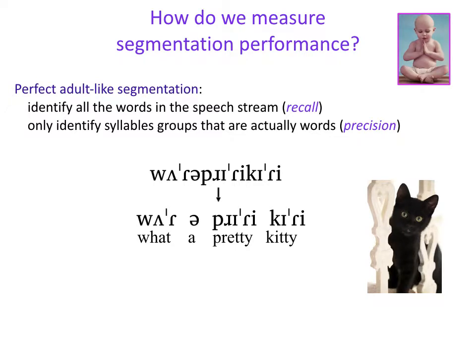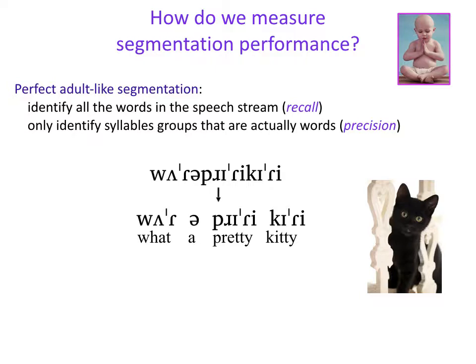So how do we actually measure speech segmentation performance? Two measures that are commonly used are recall and precision. Recall is the idea of identifying all the words in the speech stream that you should have. And precision is when you say something is a word, how often is it actually a word?